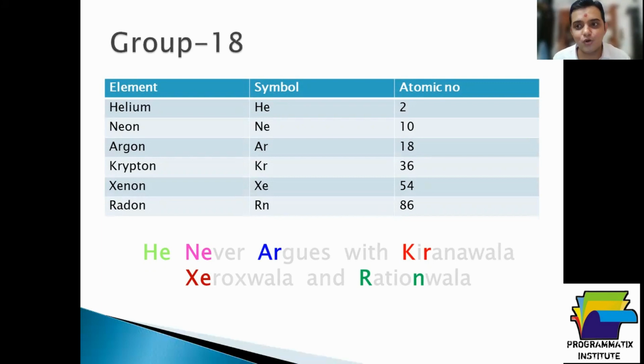Now 2 times 18. 18 plus 18 is 36. 36 is the atomic number of krypton. 36 plus 18 is 54. 54 is the atomic number of xenon. And 54 plus 32 will be 64, 74, 84 plus 2, 86. So again, I'm telling you, remember the trick. Don't remember the atomic number. That will make it easy for you to learn it.